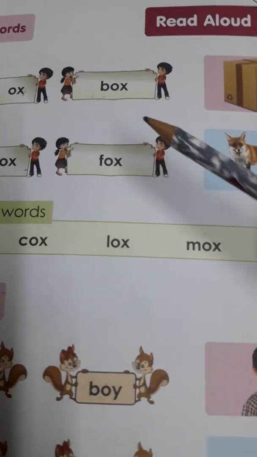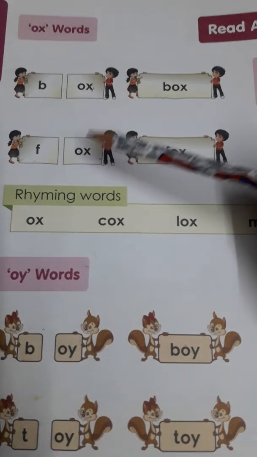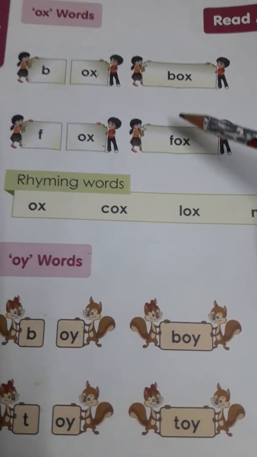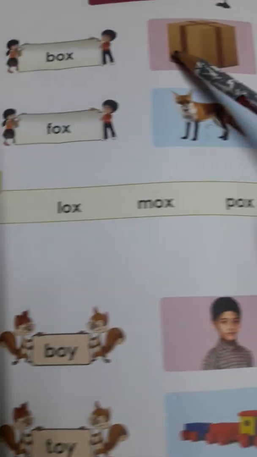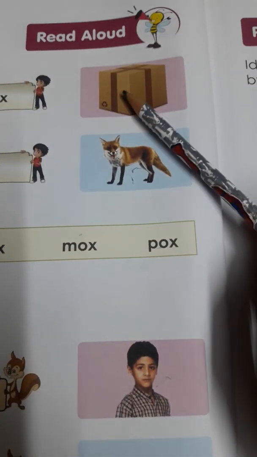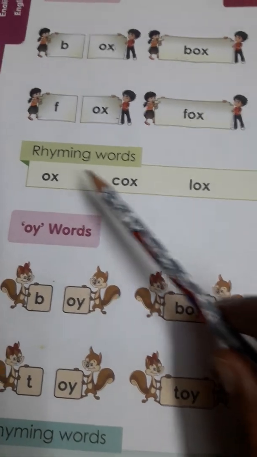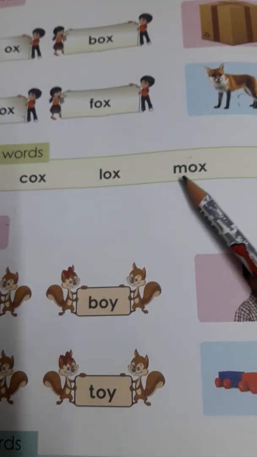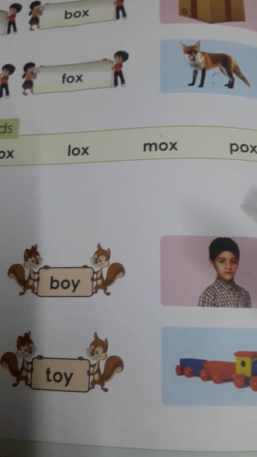Now see, these are ox words. O-X, ox. B-ox, box. F-ox, fox. Recognize the picture. This is box, fox. Rhyming words: ox, cox, locks, mox, pox.